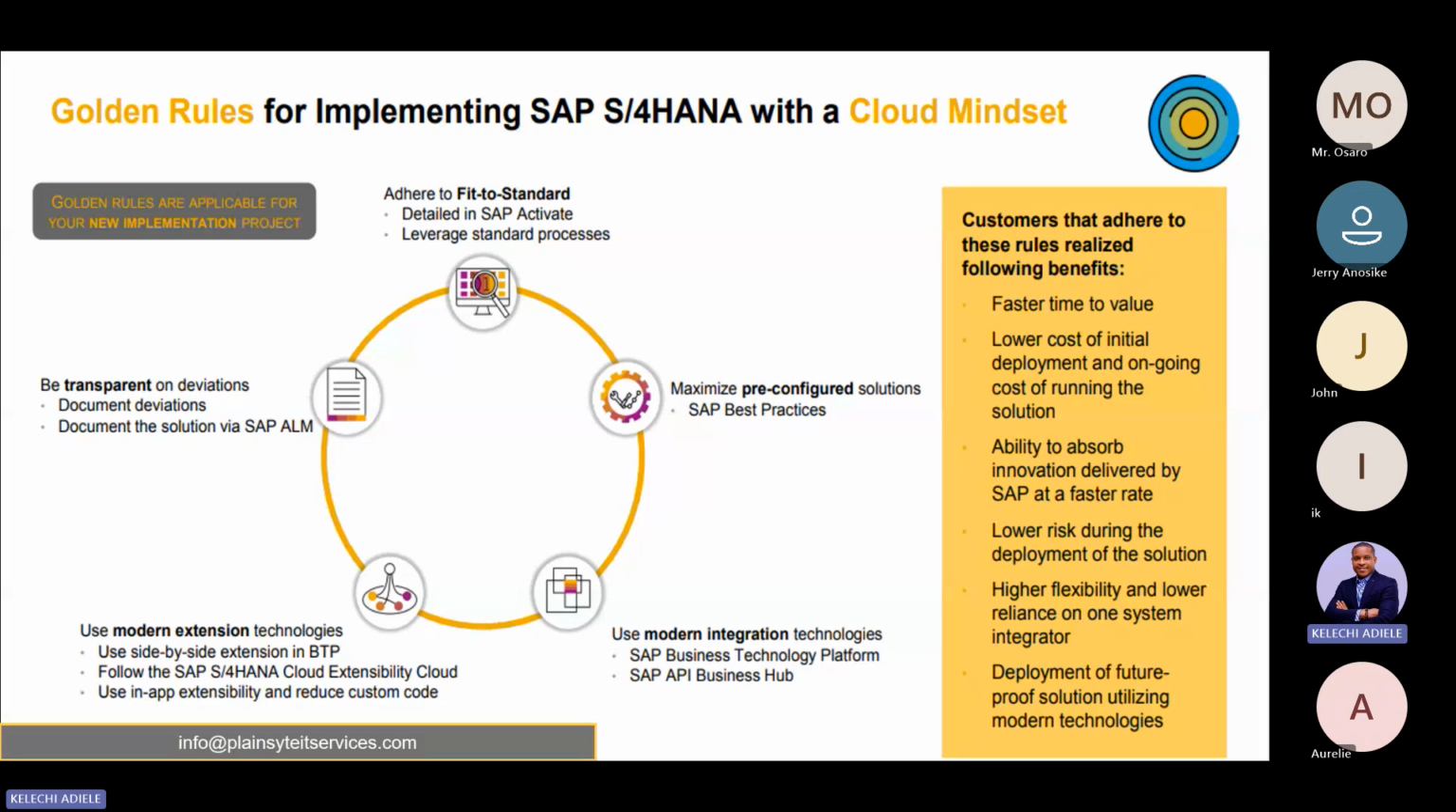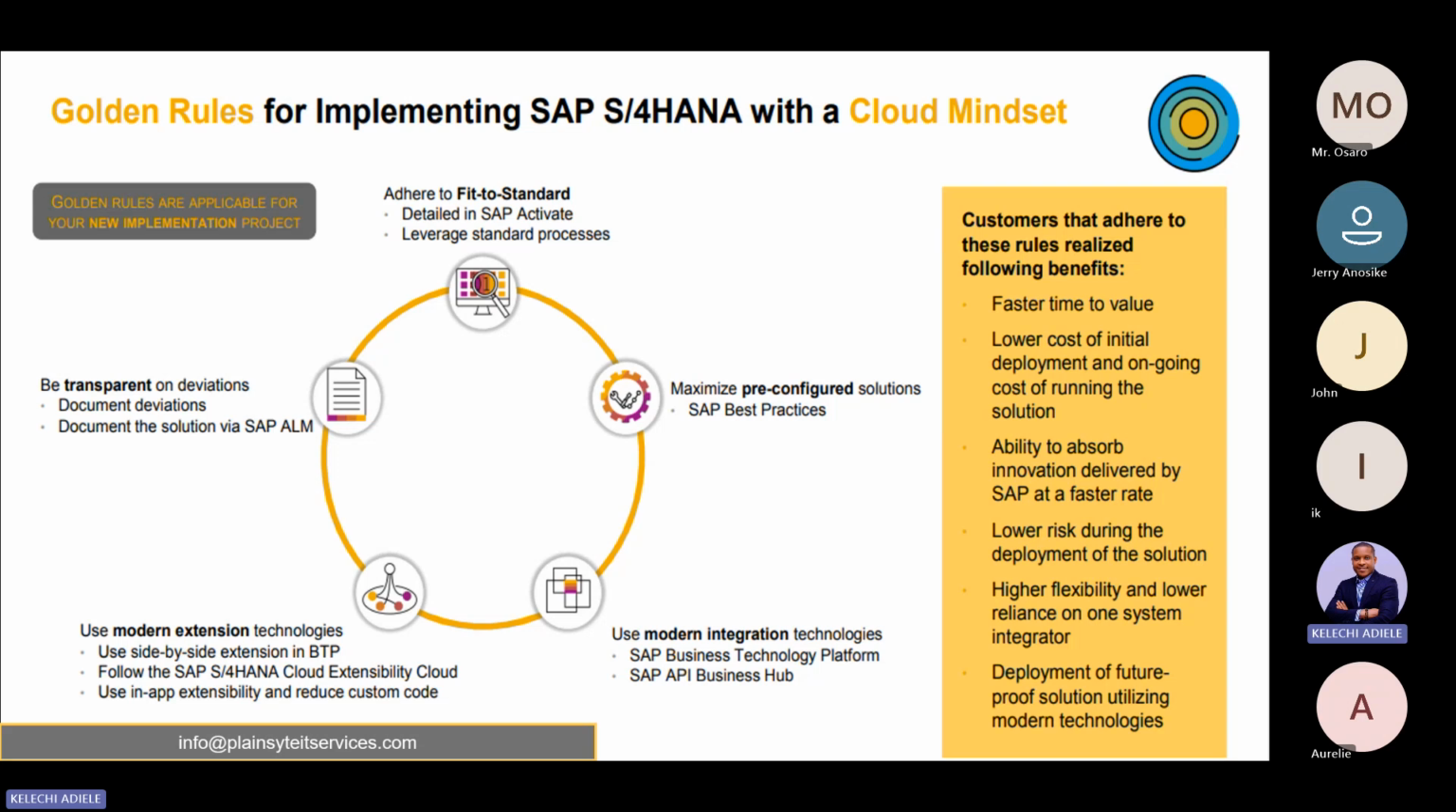The third rule says use modern integrations. SAP can integrate with other platforms. We use APIs and what we call the Business Technology Platform. So if you're going to be integrating with SAP, make sure you are using modern technologies, not outdated technologies, because it can affect your security and the quality of your integration. Number 4, use modern extensions. Extension is also tied to integrations. Extensions help systems and programs to communicate with each other.